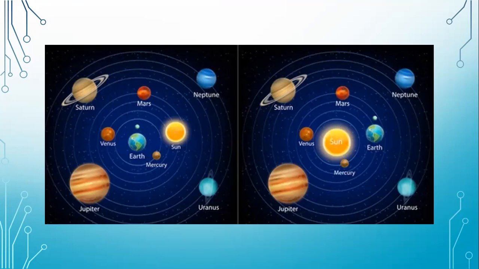The one on the left is not right. The sun had to be in the middle. Yes, it had to be exactly in the middle. But the earth, about this one? In the middle. So the sun is one of the earths. Very good. So the one on the right.